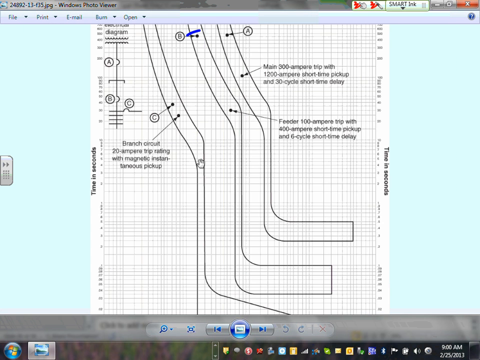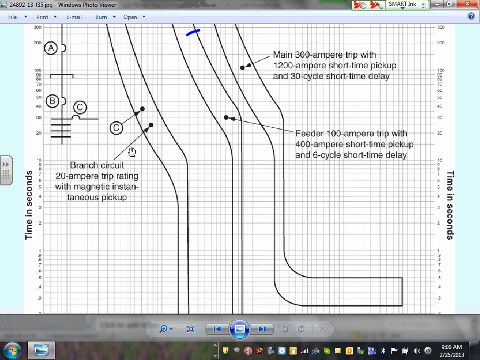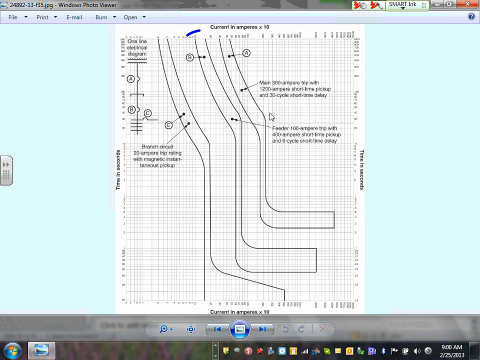Can you guys see that the 20 amp circuit breaker that feeds the light is completely, utterly not touching any of the others? How can you tell that these are coordinated, guys? Are they touching each other in any way, shape, or form? No, they're fully coordinated. Can you guys see that? They're fully coordinated. No curve is touching anything else.